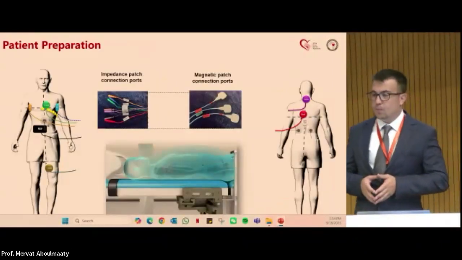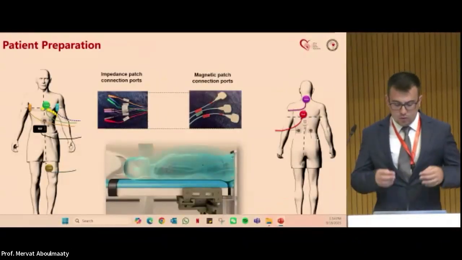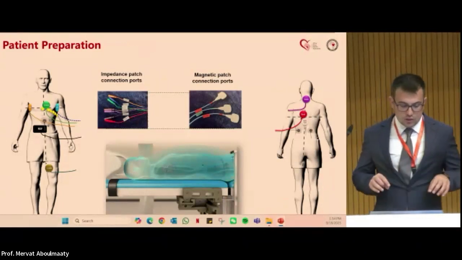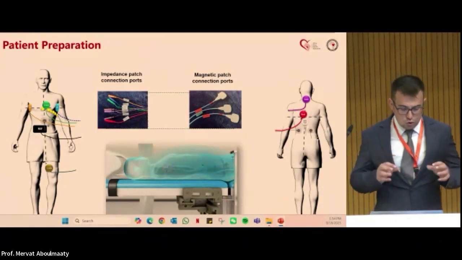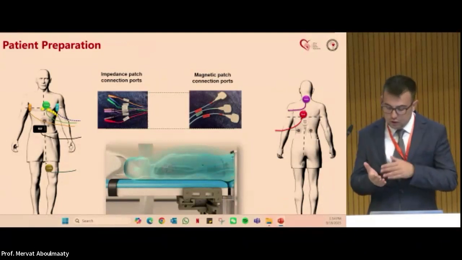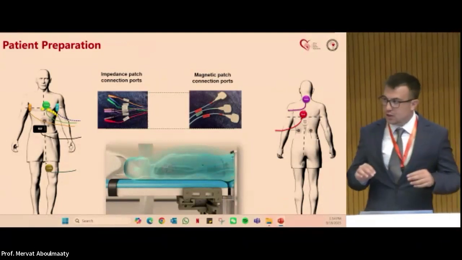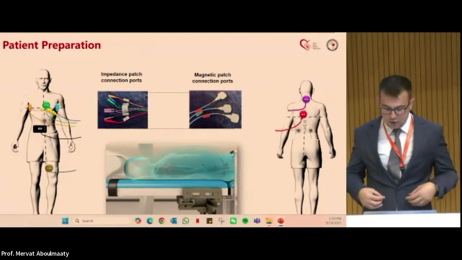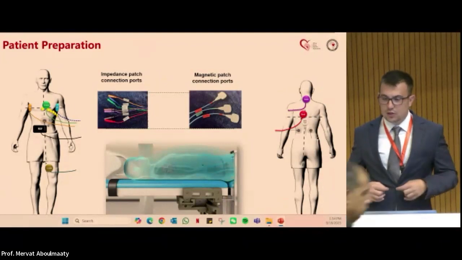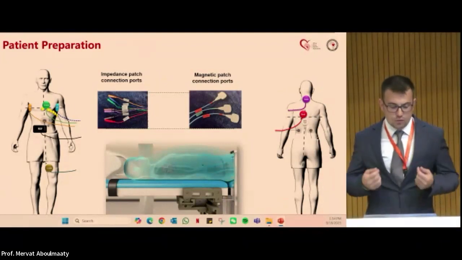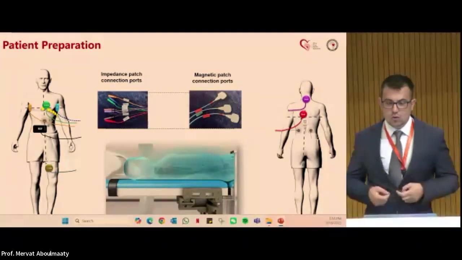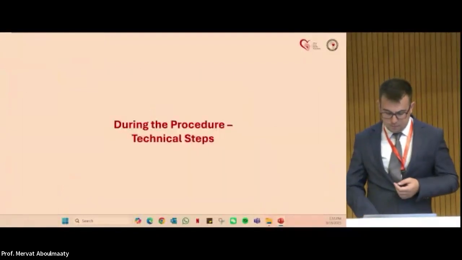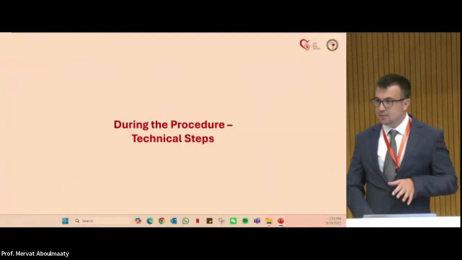Patient preparation. For patient preparation, we are using impedance patches and magnetic patches. These patch locations are important. We need to have a handbook. We need to know which location on the patient we need to connect, and according to our handbook, we connect the patches. After this patch preparation, the system will create a magnetic field and we can visualize our ablation and diagnostic catheters on the system.